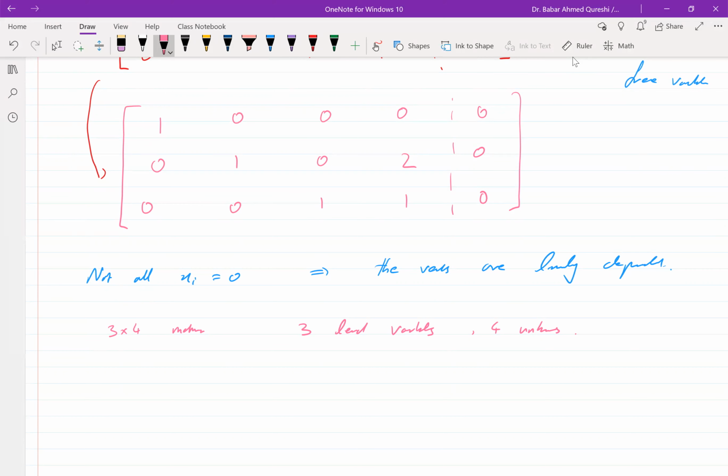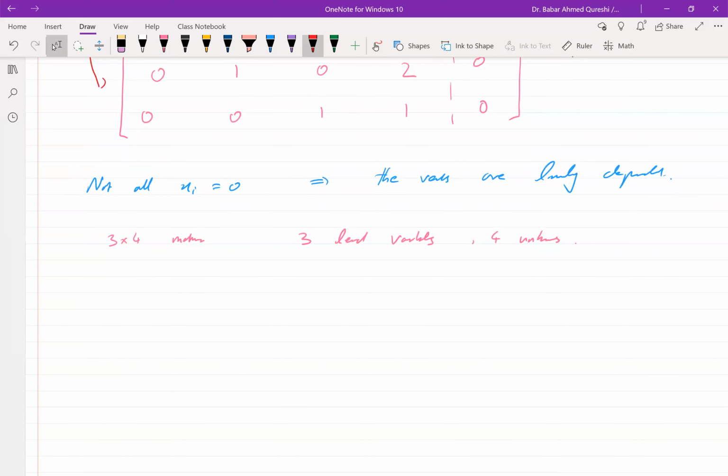And this we have discussed in class: Rn is n-dimensional. If you have more than n vectors, you just know that they are going to be linearly dependent. They cannot be linearly independent. Let's move on to the next problem.